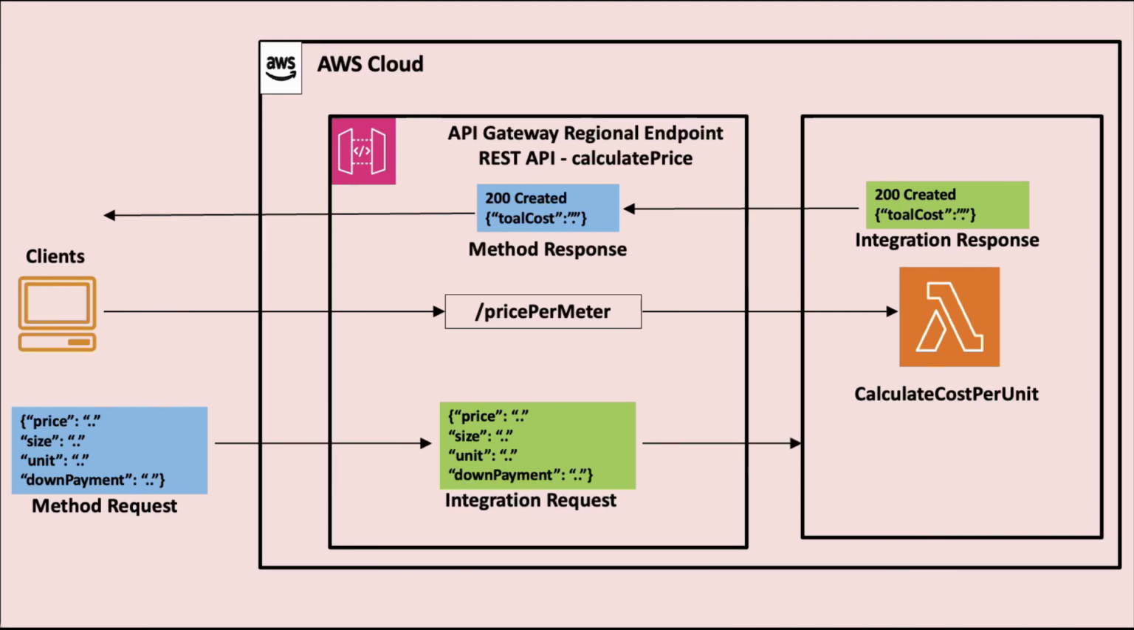So this is a very simple API Gateway example. We are just creating a REST API, implementing one method, which is called price per meter, sending an input request and getting the response back from the backend. The type of the method that we are creating inside the API Gateway is a POST API. Now we will see that in the code. Let's go to the source code.